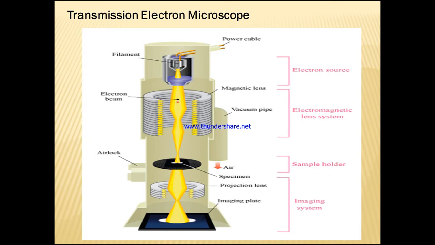Trimming of the resin block as well as ultra thin sectioning will be done, and the section collected on the grid. The sample should be thin, less than 50 nanometers, so that we get a detailed image at 1 nanometer resolution.